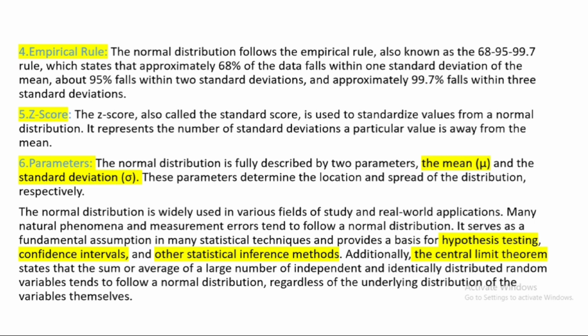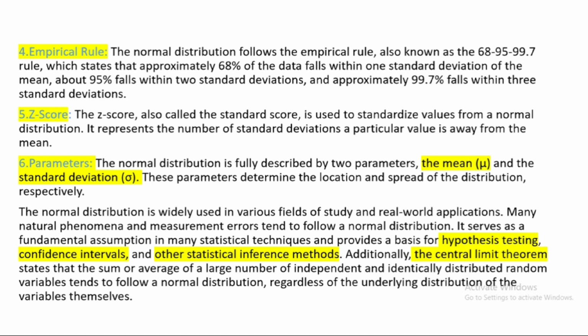Number 5, Z-score. The Z-score, also called the standard score, is used to standardize values from a normal distribution. It represents the number of standard deviations a particular value is away from the mean. Number 6, parameters. The normal distribution is fully described by two parameters, the mean and the standard deviation. These parameters determine the location and spread of the distribution respectively.